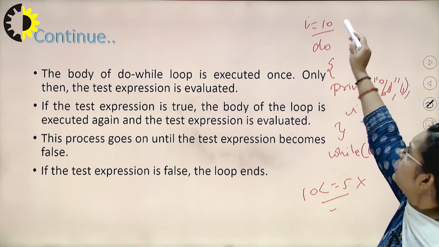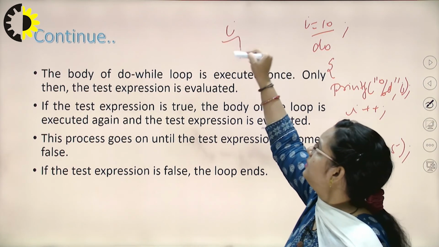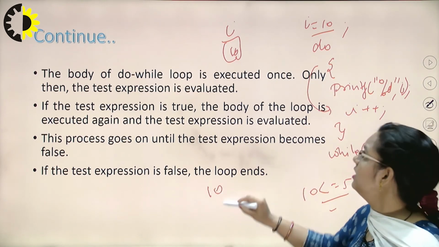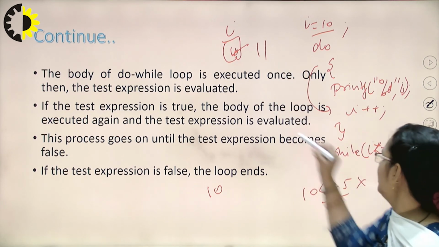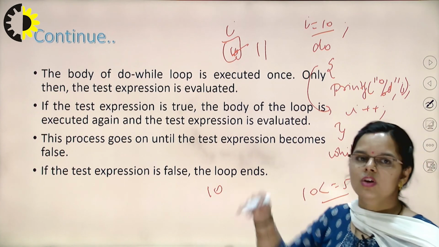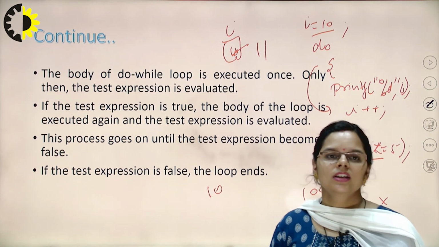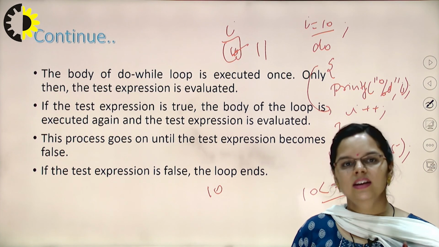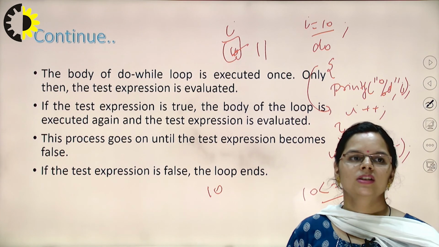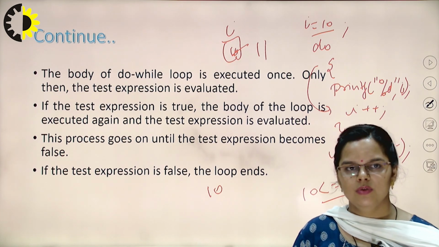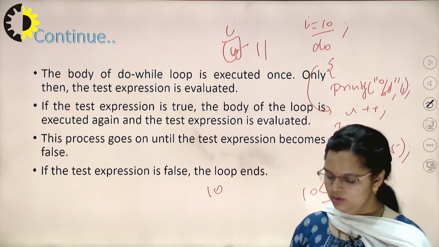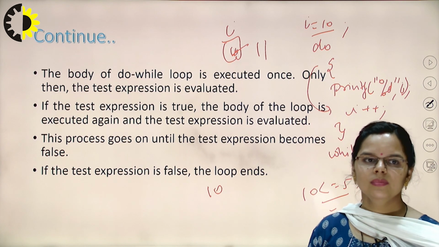So i equals 10, initially it will initialize the value of i to 10. It will evaluate these statements, it will print i, 10 it would print, then the value of i would become 11, and then it will check. If 11 is less than or equal to 5, the condition is false. The condition was false initially as well, but the syntax of do while says it will enter inside the loop at least once. So if the test expression is true, the body of the loop is executed again, and if the test expression is false, then the compiler's control would come out of the do while loop immediately.